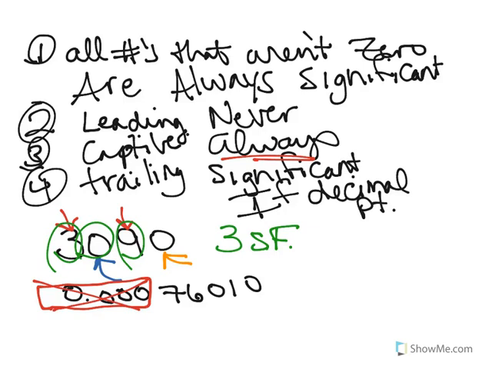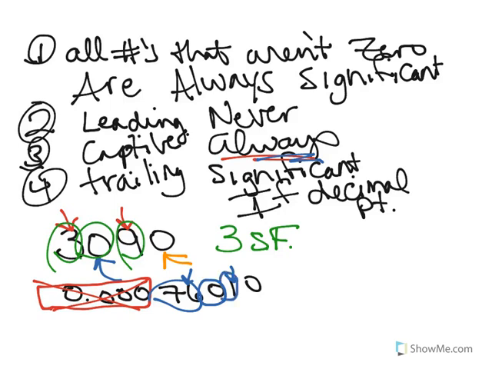Next two numbers, let's see here, we have a 7 and a 6. Those are not zeros, so they're always significant. The next number is a 0. It is between two numbers that are not 0, a 6 and a 1. Therefore, it is a captive zero. Those are always significant, so we can count that. The next number is a 1. That's not a 0, so we count that.